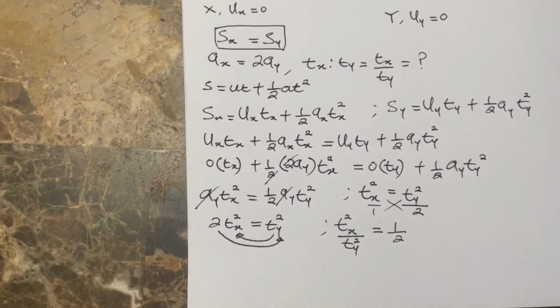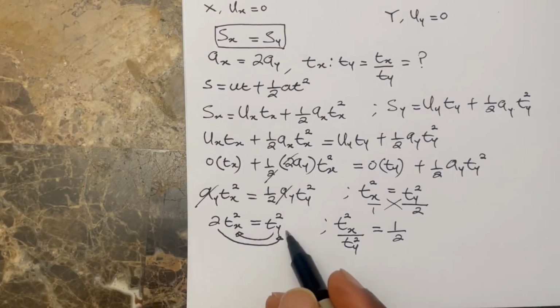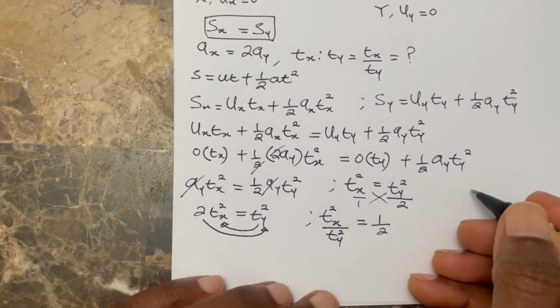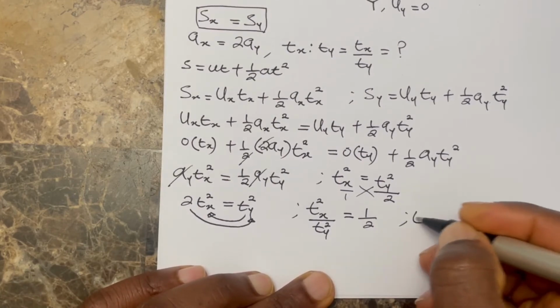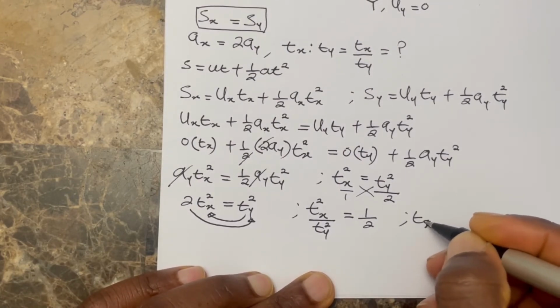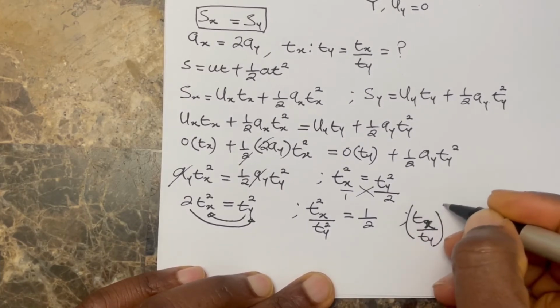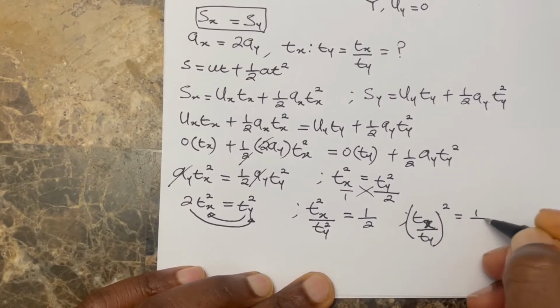Do you know that if I cross multiply, I'm still going to get back the same thing I have here? I said if you are very good with your mathematics, this should be very interesting for you, because it's still the same thing. So you bring this guy under this, and you bring this guy under this guy. And don't forget, both of them have square. So that will give me tx over ty all squared, and that is equal to 1 over 2.